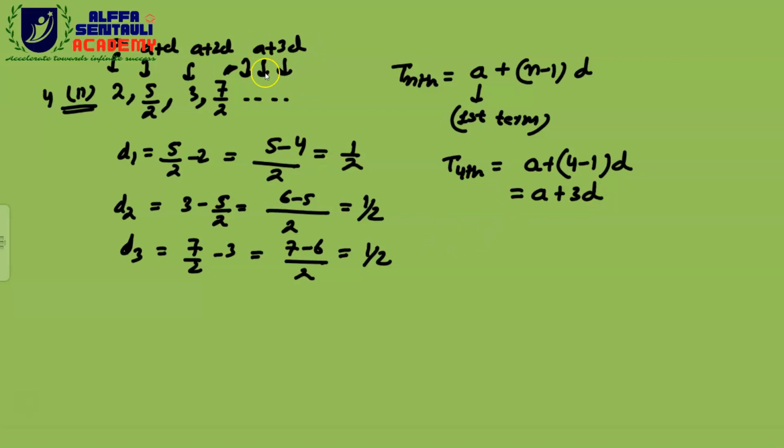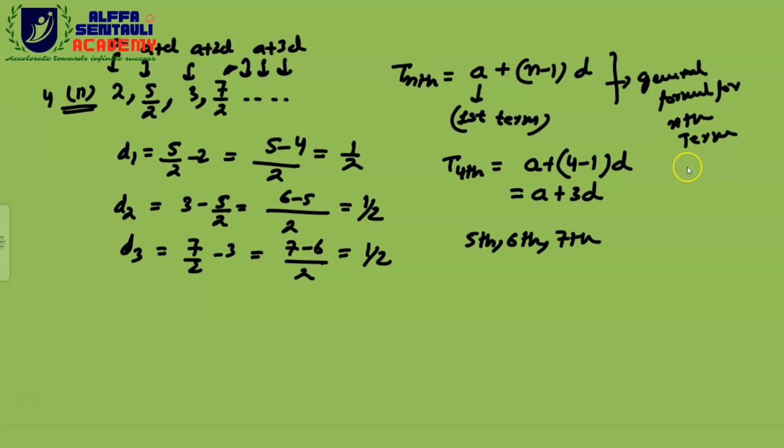That is why we are getting a + 3d, right? But what do we need to find, beta? Up to the fourth term is given. We need to find the fifth term, sixth term and seventh term, correct? This is important. This is the general formula for the nth term of an AP, right?